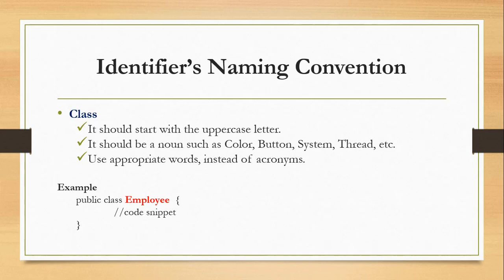The naming convention for creating a class: the class name should start with an uppercase letter. It should be a noun such as Color, Button, System, Thread, etc. Use appropriate words instead of acronyms. In the following example, we have Employee, where the first letter is capital.